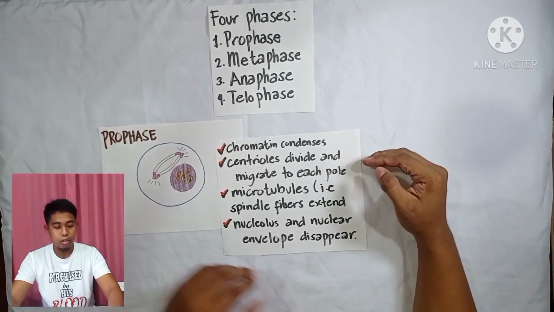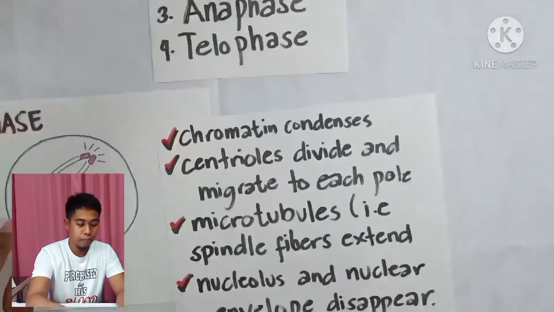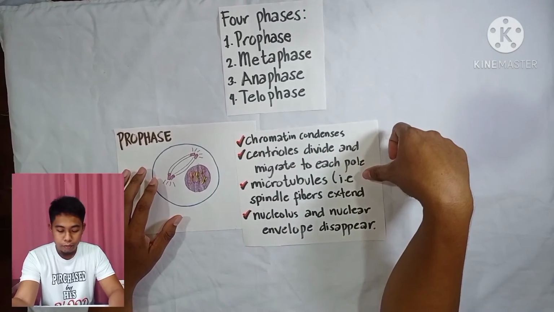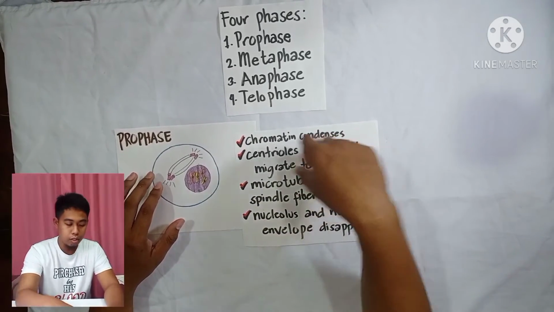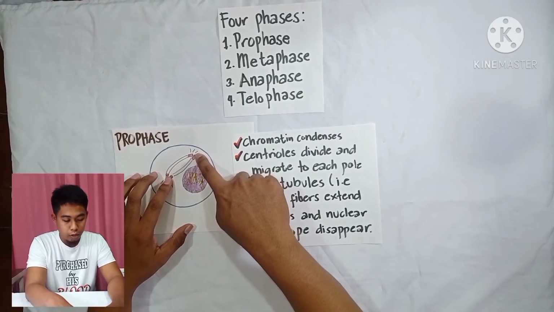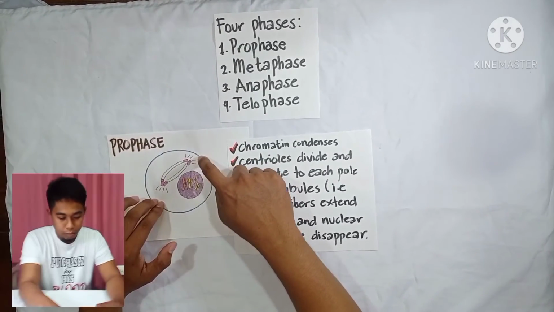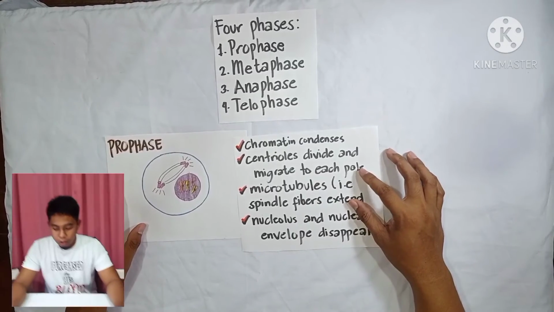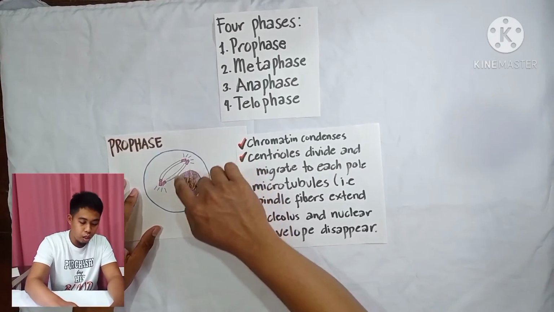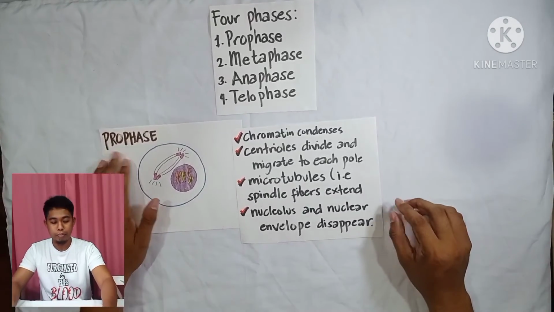After that, the centrioles divide and migrate to each pole of the cell, like this one. Then the microtubules, that is to say the spindle fibers, extend. These are the extended spindle fibers of the centrioles, which travel in opposite directions towards the opposite poles of the cell. The nucleolus and nuclear envelope disappear; the nuclear envelope of the nucleus disappears in the late stage of prophase.